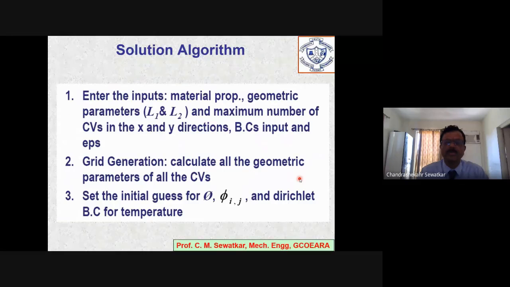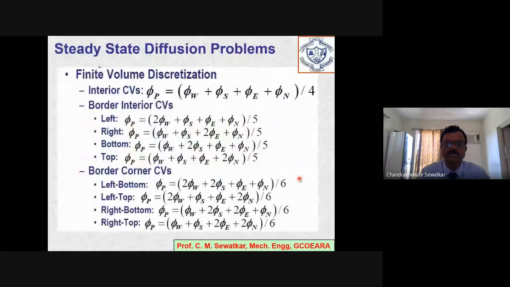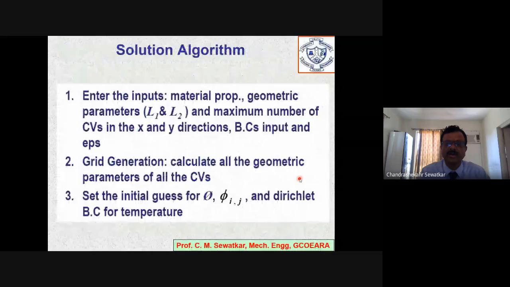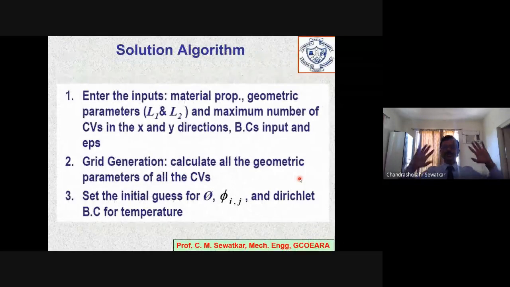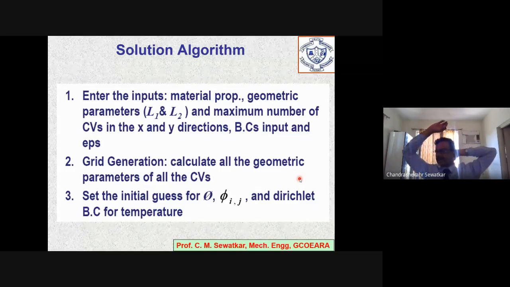So this is how to represent these boundary conditions. The boundary condition is known to me, and I know the discretized equation. I can write down the algorithm for obtaining the solution. I will now explain the solution algorithm for the steady state heat conduction problem.